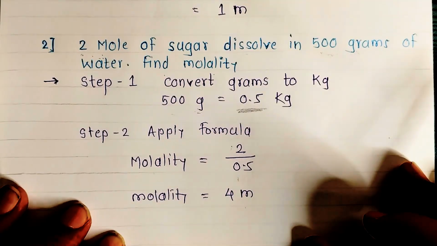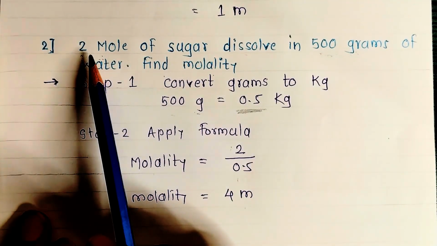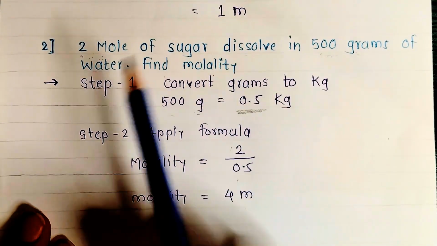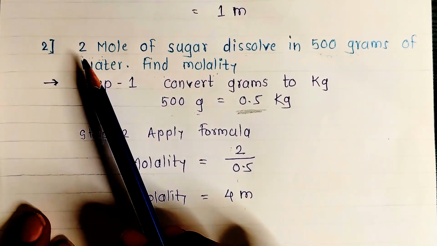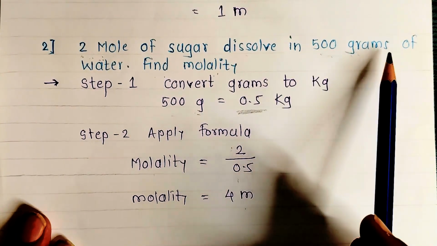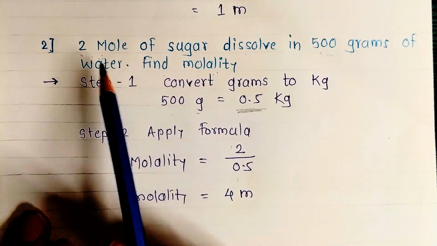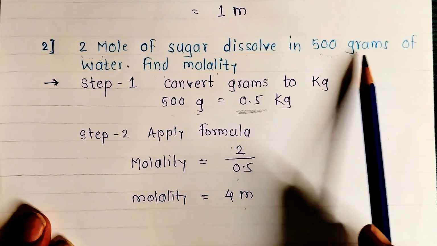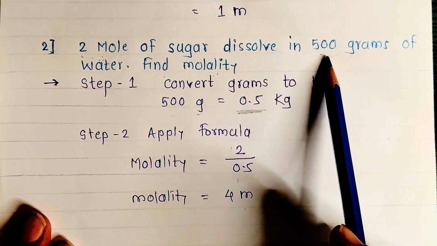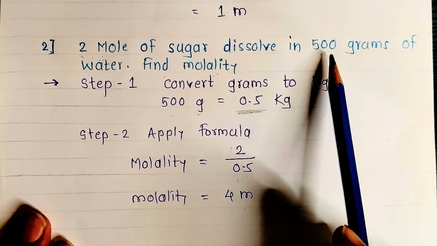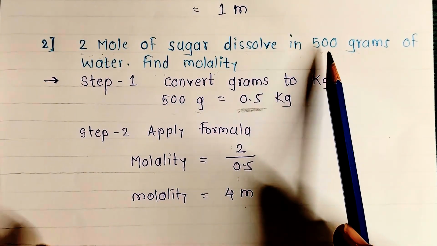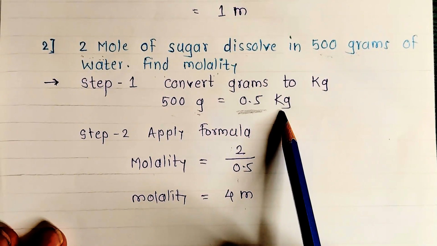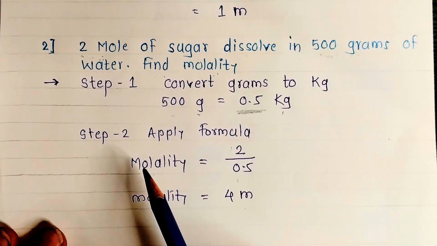Now we solve the second example. What is the second example? 2 moles of sugar dissolved in 500 grams of water. Find molality. Here the number of moles of sugar is given, but the mass of solvent in kilograms is not given. So we convert the mass of solvent from gram to kilogram. So 500 gram means 0.5 kilogram.